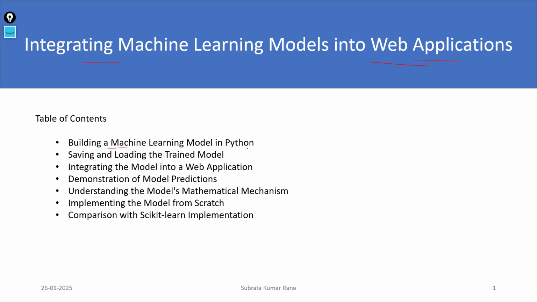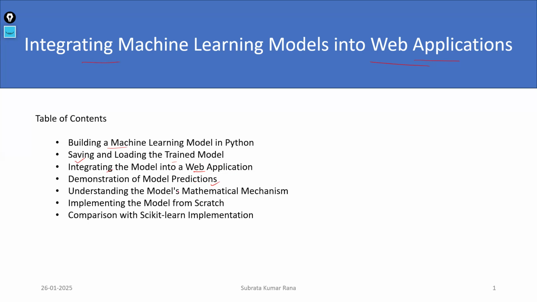There are different modules available in Python. We'll use the scikit-learn module and we'll create one linear regression model. Okay. Then we'll save the model. Okay, and we'll create one web application. With the web application, we're going to integrate that trained model actually. And then we'll demonstrate the model prediction on the website, in the web browser.